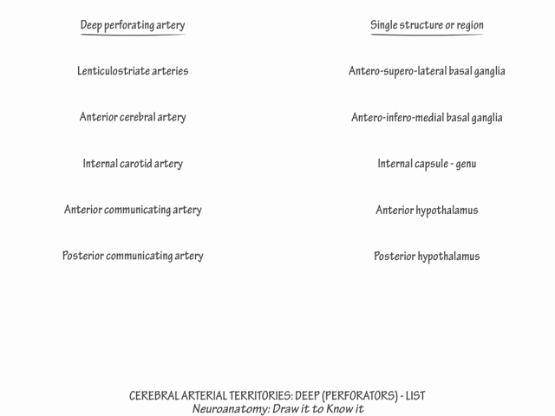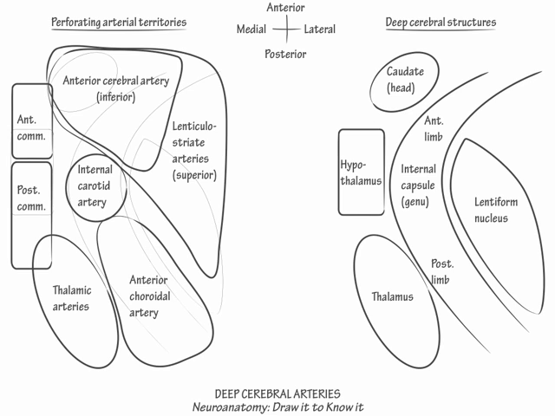The anterior choroidal artery supplies the posterior limb of the internal capsule, and the thalamic arteries supply the thalamus. This concludes our diagram.